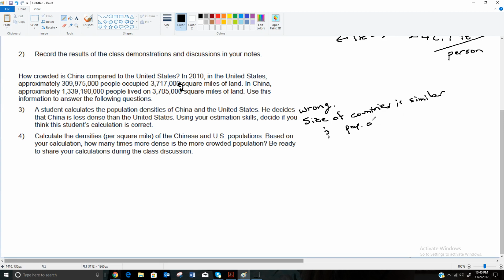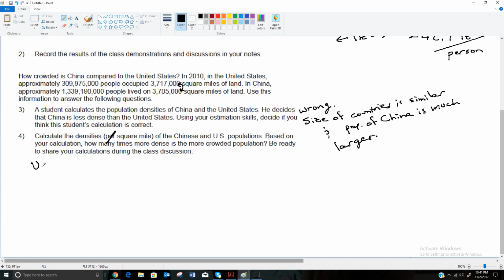The population of China is much larger. Okay, so now it says they actually want us to calculate the densities per square mile of the Chinese and U.S. population. So per square mile means we want the square miles on the bottom. Per is like divide. Based on your calculation, how many times more dense is the more crowded population, which is going to be China.